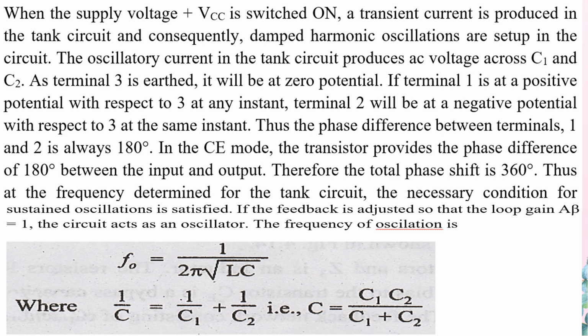And the frequency of oscillation f0 is equal to 1 by 2 pi root LC, where L is the inductance in the tank circuit and C is the combination of the two capacitors C1 and C2. And finally, we have C equal to C1 C2 by C1 plus C2.